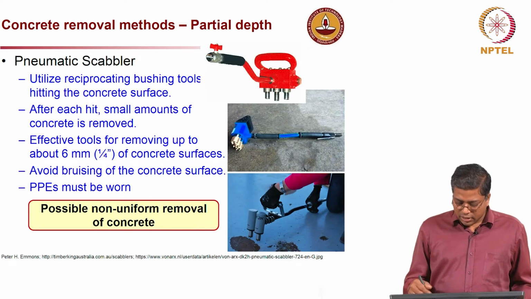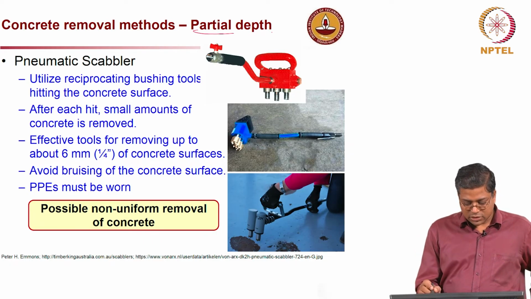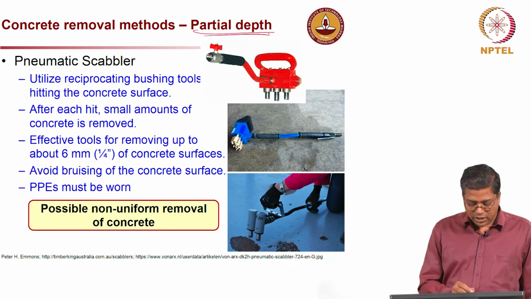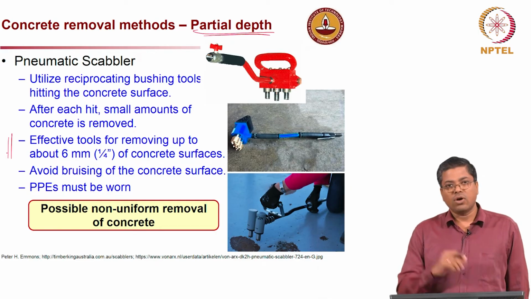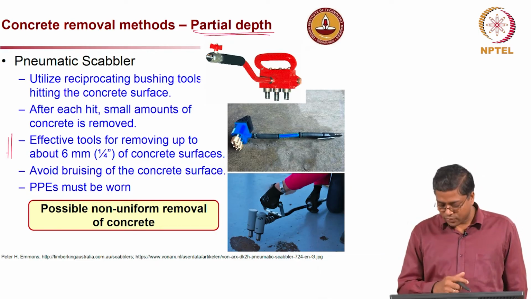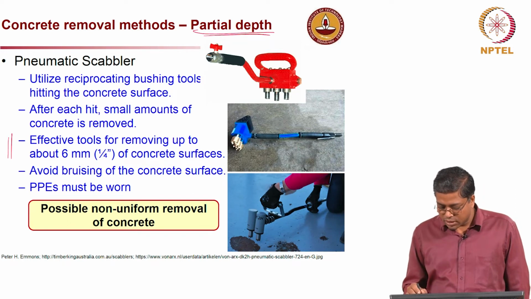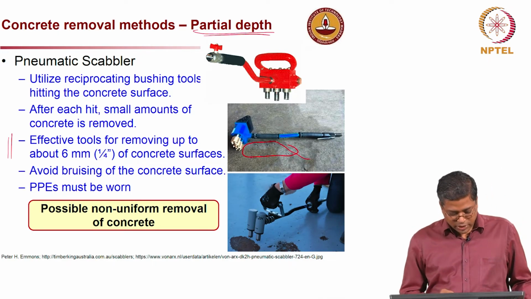Scabbler, again working on air pressure, is for partial removal, and it is very effective when we talk about removal of about 5 to 6 mm of concrete, a very thin layer. As you see in the pictures at the bottom and the middle, it removes a very small region lightly, and this could be very useful.